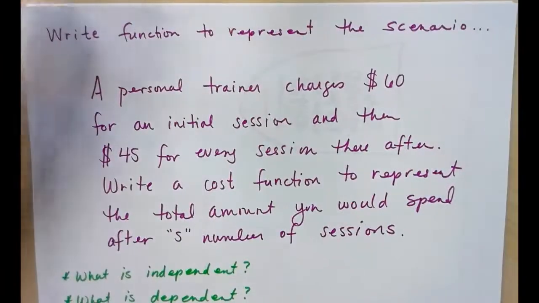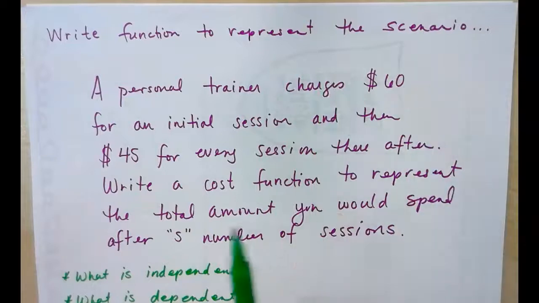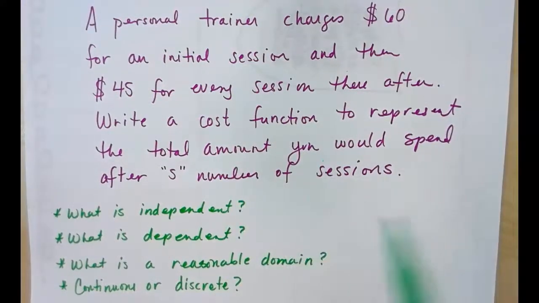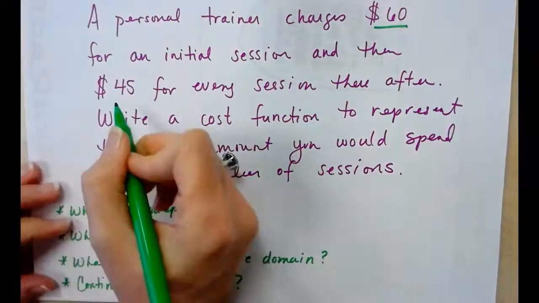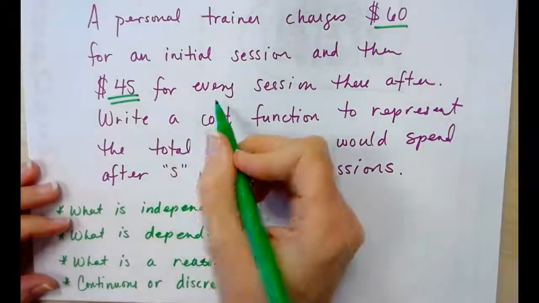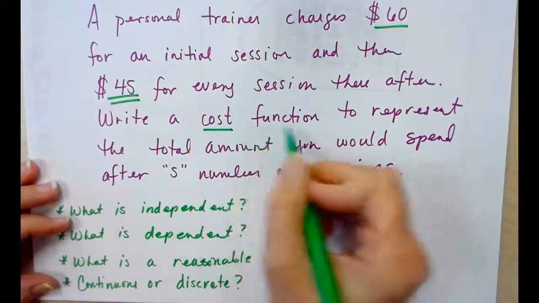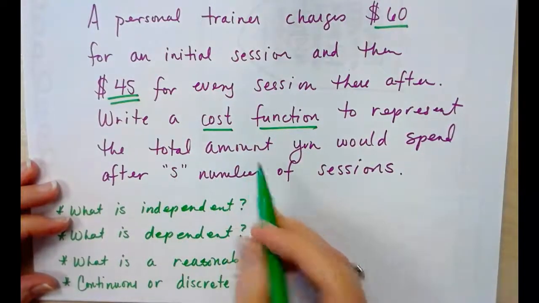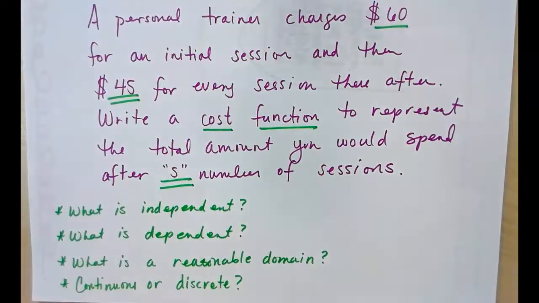One last problem to consider. Let's read it. Write a function to represent the scenario. So here's our scenario. A personal trainer charges $60 for an initial session and then $45 for every session thereafter. Write a cost function to represent the total amount you would spend after S number of sessions. So we're trying to write a cost function.